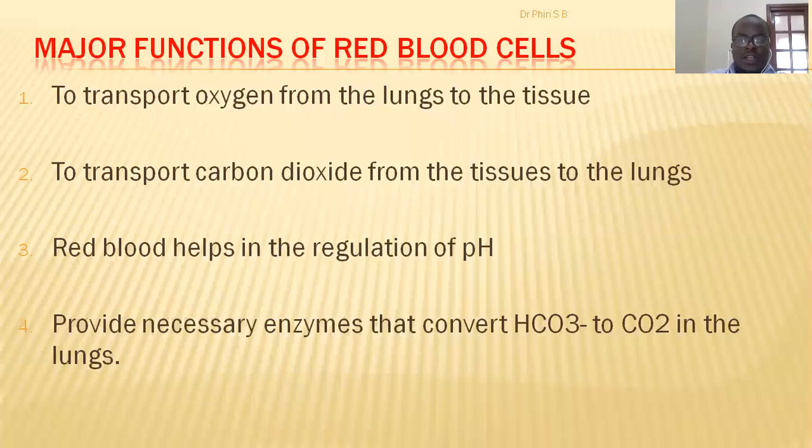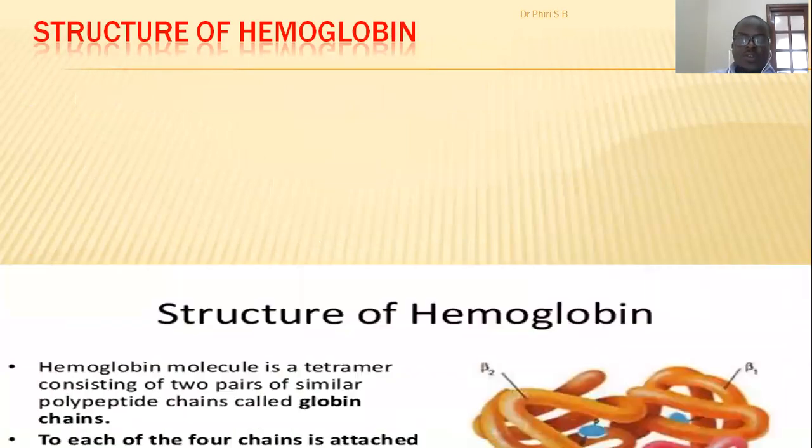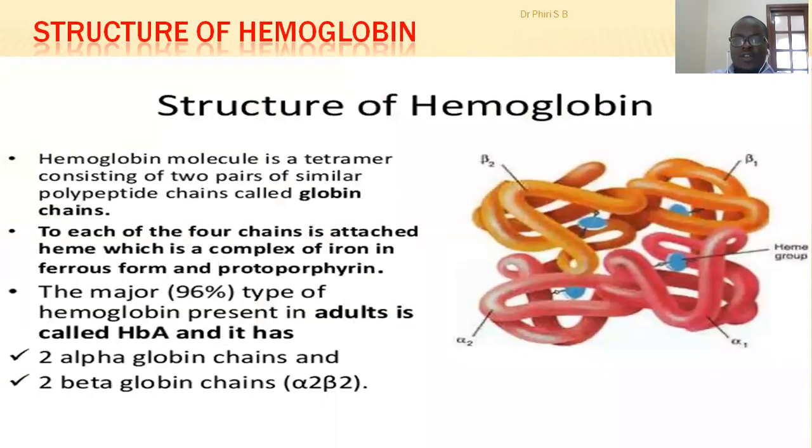So those are the major functions of red blood cell in particular. Because most of these functions that we've discussed here are related to the structure of the hemoglobin, it's important. So we need to understand the structure of hemoglobin so that we appreciate why these red blood cells are able to carry oxygen, they are able to carry carbon dioxide, and also they are involved in pH regulation. So let's look at the general structure of hemoglobin.